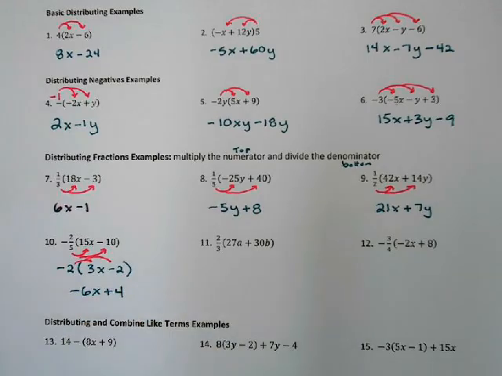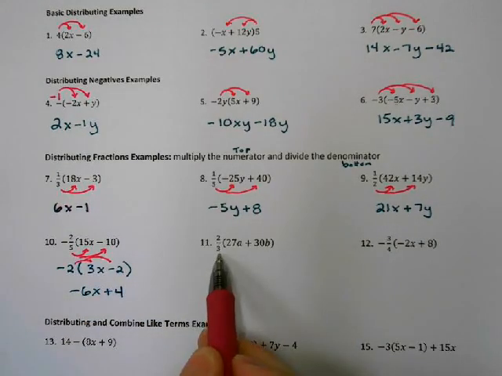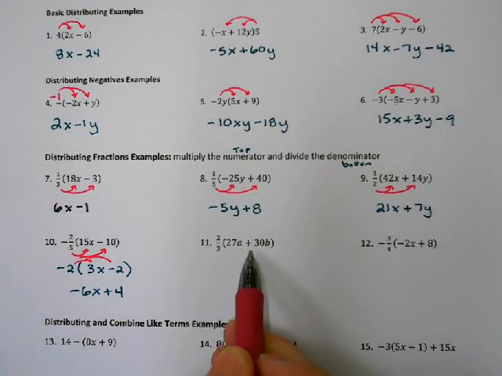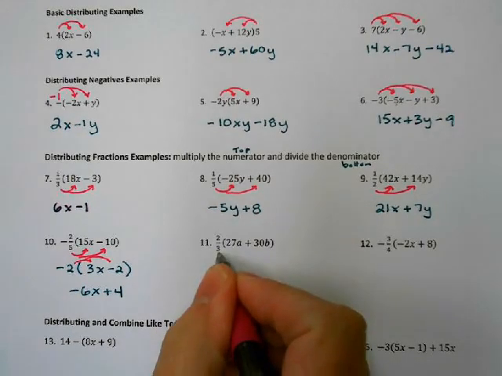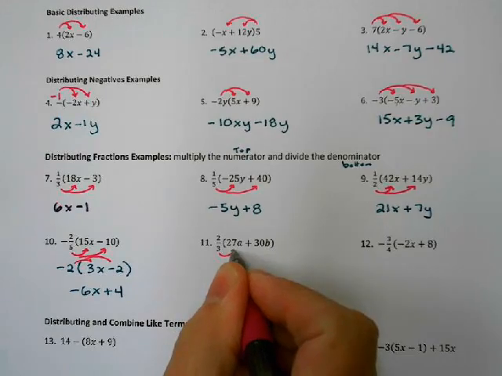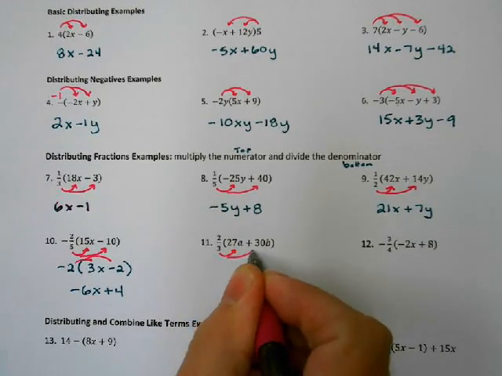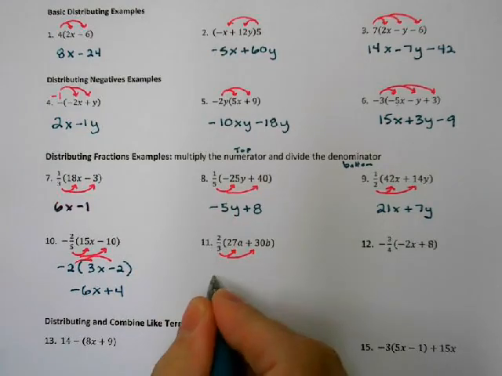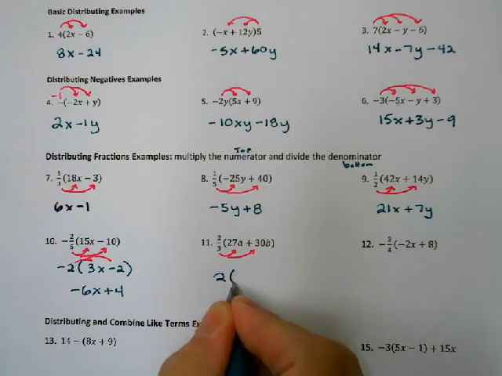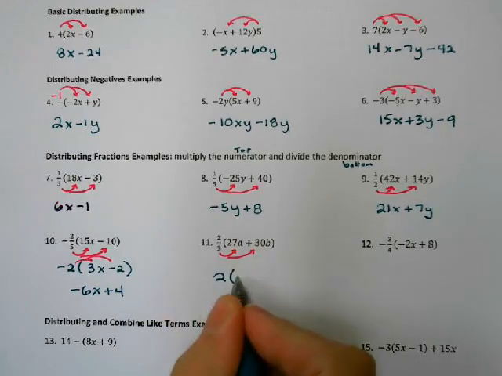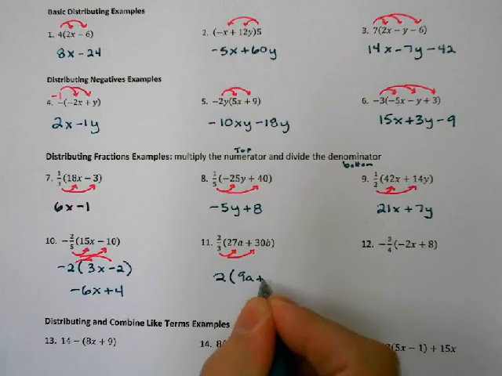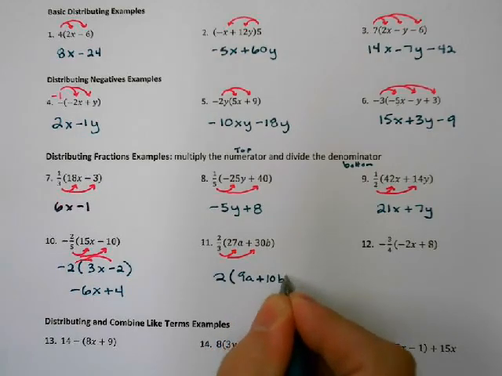All right, next one. Denominator is 3. So I'm checking to see if 3 goes into both of these, and it does. So I like to do my division first when that happens. So I divide first. I have not multiplied this 2, so that's still out there. 27 divided by 3 is 9, and 30 divided by 3 is 10. And we got the variable of b.